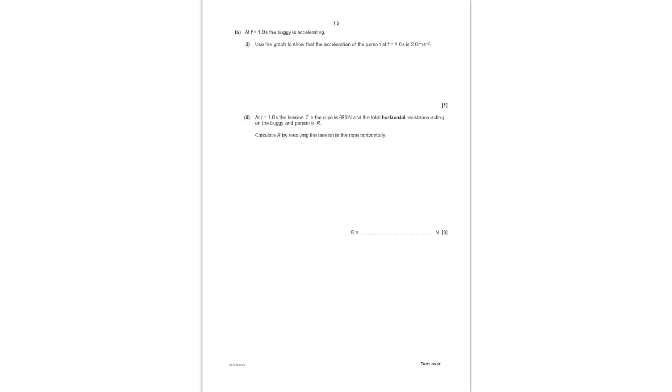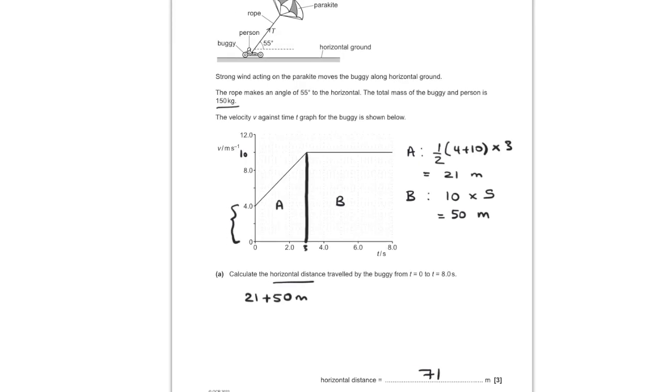At t equals 1 second, the buggy is accelerating. Use the graph to show that the acceleration of the person at t equals 1 second is 2 meters per second squared. So as we know, acceleration is the gradient of a velocity time graph. So let's go back and look at where that 1 second is. I'm just going to do it in a different color. So 1 is right here, so if I just go up and then across, that bit is basically right in the middle, which is going to be 6.